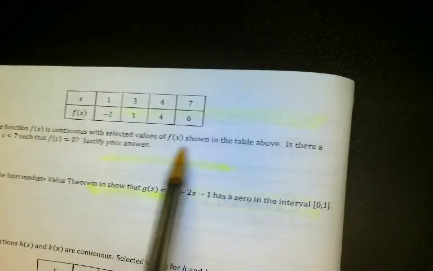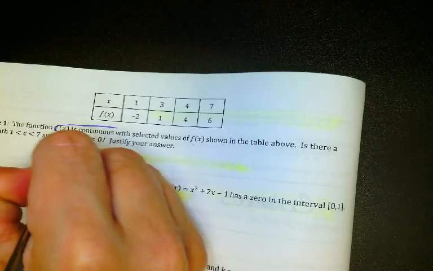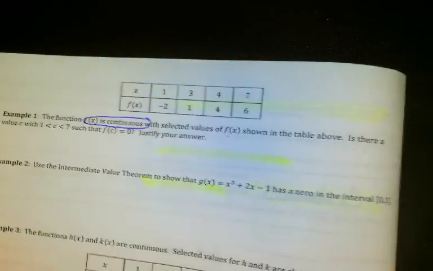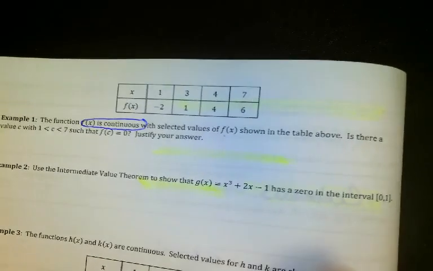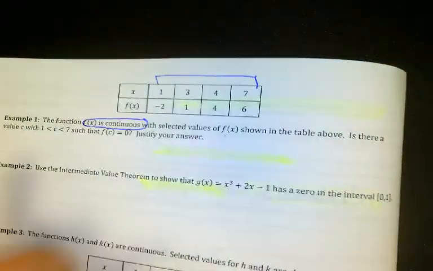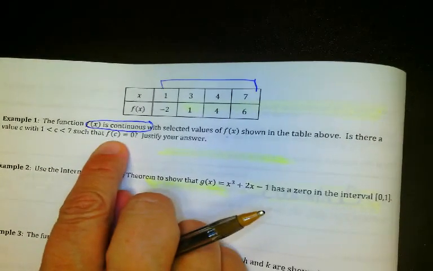The function f of x is continuous with selected values of f of x shown in the table. So the first thing you want to highlight is that f of x is continuous, because none of this works if the function is not continuous. And 99% of the time, they just come out and tell you it is. Is there a value c between 1 and 7? So some place between 1 and 7 that f of c must equal 0.